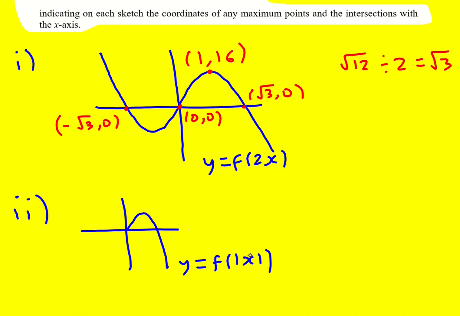Now, if x was minus 2, then you would get f of 2. So actually, it's going to be perfectly symmetrical. And we lose this part. And it's not the same as finding the modulus of the left-hand side because it does go negative here.